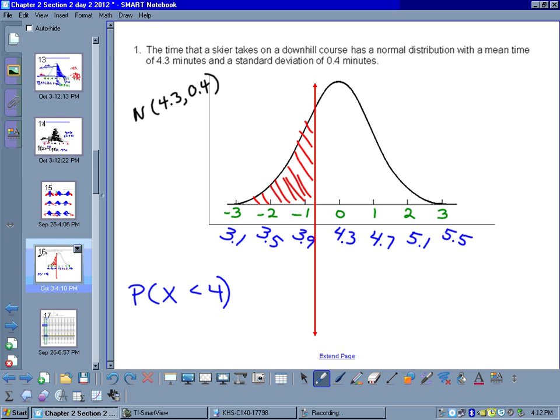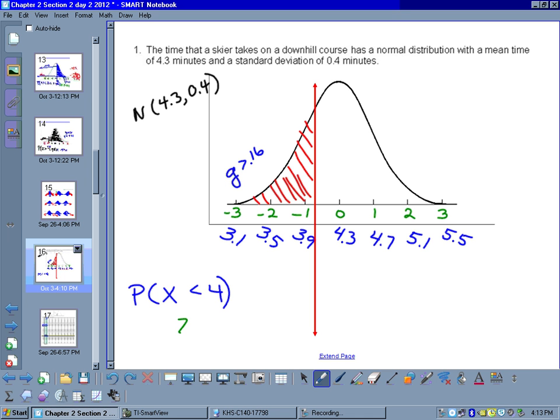I've shaded the curve already up above. I'm going to make my guess now. My guess is that it's a little bit bigger than 16% because I am to the right of -1 instead of being right on top of -1. This is a skill we've already learned. We're going to find the z-score.